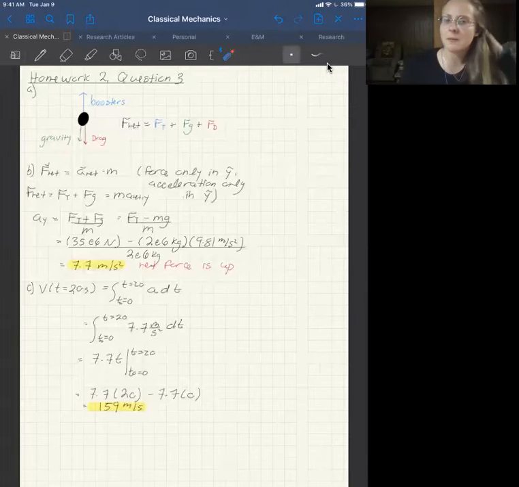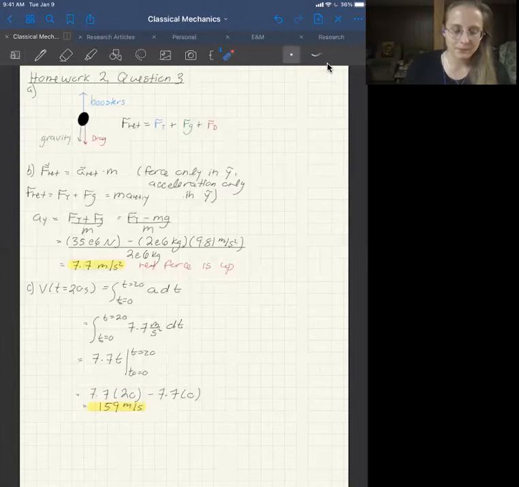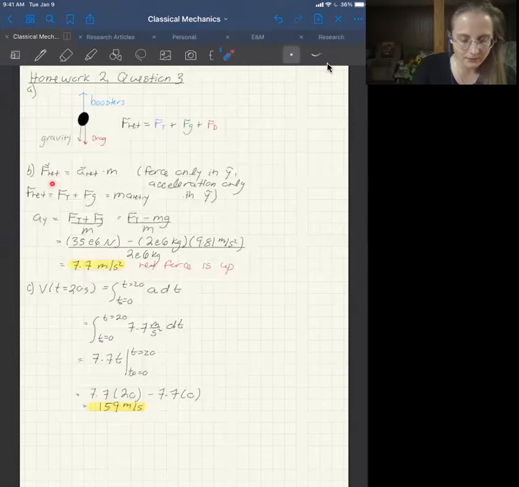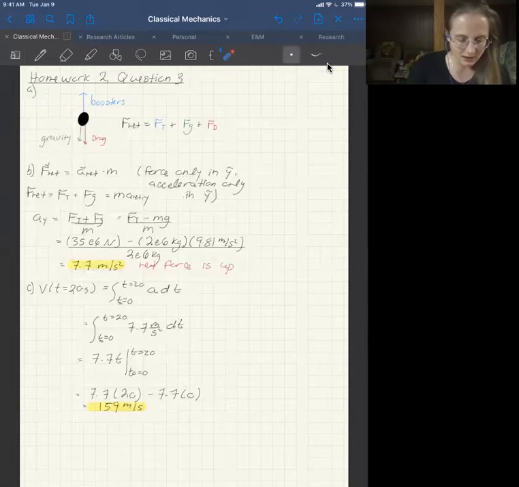So the second part of this question asks you to calculate the net acceleration of the rocket. You do this using Newton's second law. So you know that the net force is equal to the net acceleration times mass. And since gravity, drag, and the boosters are only acting in the y direction, we can rewrite this into just components, saying that the net force in the y direction is simply the mass times the net acceleration in the y direction. And then I can rewrite my net force using this equation as the force of the boosters plus the force due to gravity.